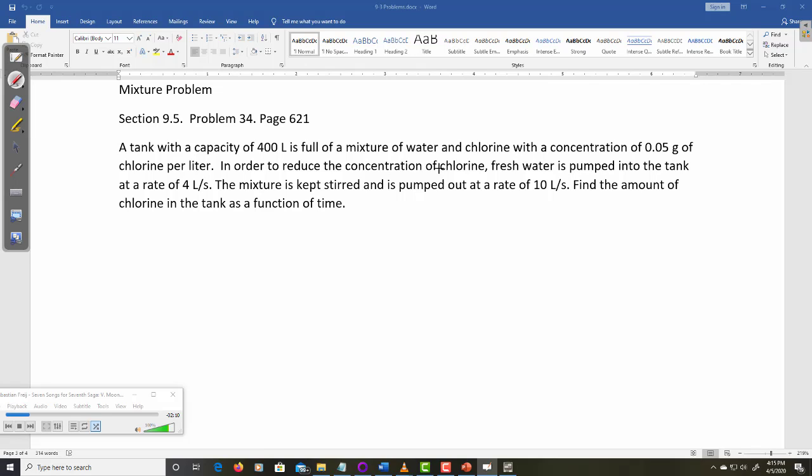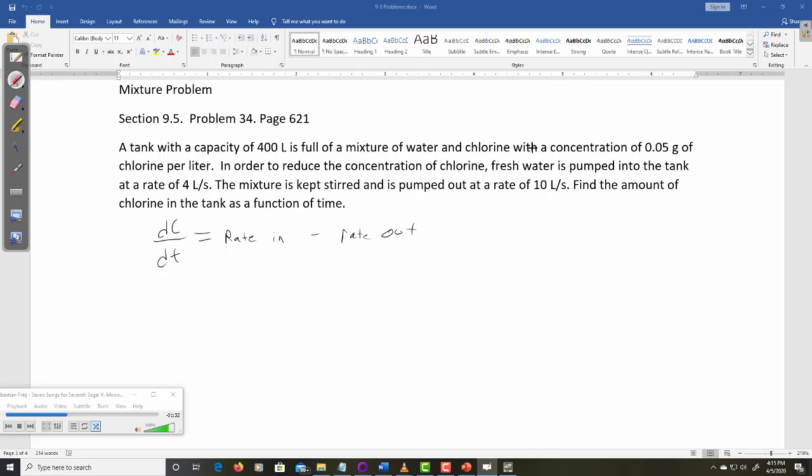Well, the thing is, right now we don't know the amount of chlorine in the tank, but we can talk about the rate of change of the amount of chlorine in the tank. So what we're going to do is set up a differential equation for the rate of change of chlorine. And these are always very simple equations in setup. It's just rate in minus rate out. Because that's what we're doing. We're pumping stuff in, we're pumping stuff out.